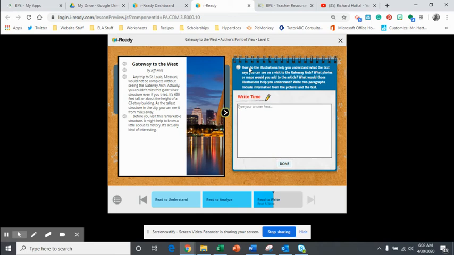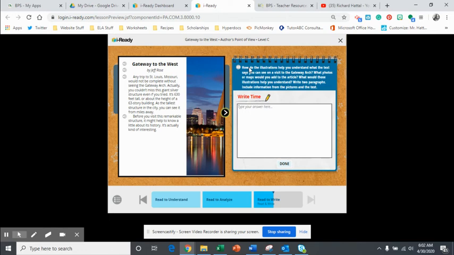All right, so you're going to have two paragraphs in this. The first one, you're going to answer the first question. How do the illustrations help you understand what the text says you see on a visit to the Gateway Arch? So you're going to go back through, you're going to pick one picture, and you're going to talk about that picture, how it helps you to understand what you would see at the Gateway Arch.